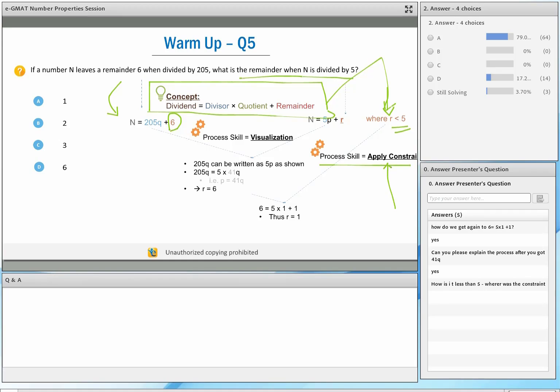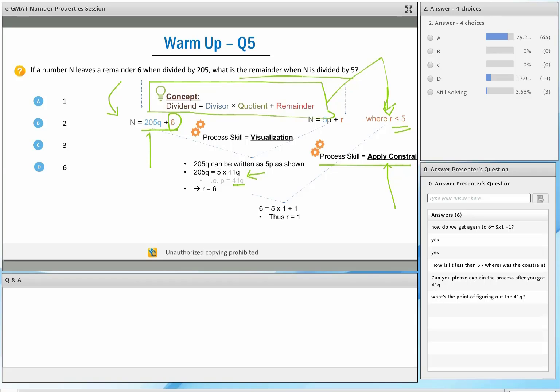Okay. All right. Can you please explain the process after you got 41Q? I'm doing exactly the same thing that I did earlier. What I'm doing is I'm writing 205Q plus 6 in the form such that one part is a multiple of 5, the other part is not a multiple of 5. Okay. And again, you don't even need to figure this out. That's why this is grayed out. You don't need to figure this out.